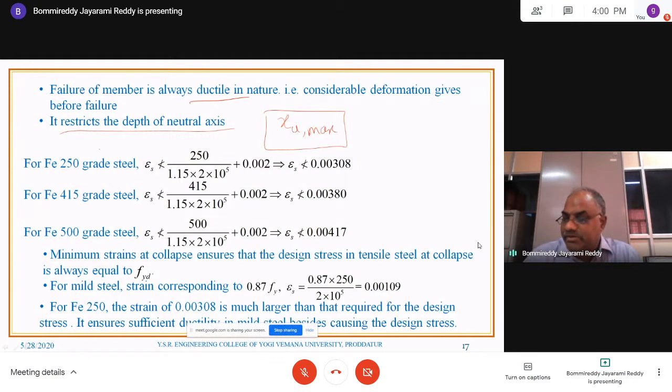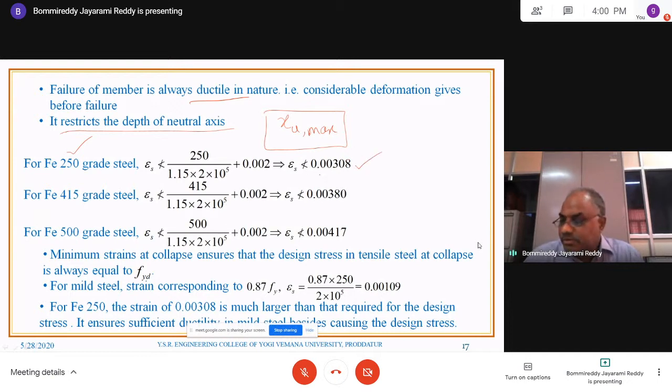So because of that assumption, it restricts the depth of the neutral axis, which we normally call XU maximum. And sometimes this may be the question in the exam. Don't learn it by heart. For Fe 250 grade steel, what is the maximum strain at the collapse? Strain at the collapse should not be less than Fy by 1.15 Es plus 0.002.